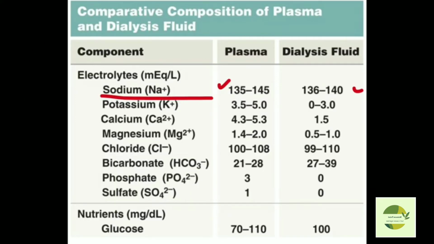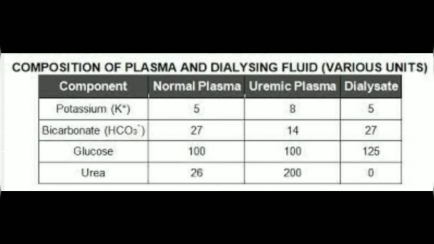Blood plasma and dialyzing fluid are isotonic in terms of sodium. That's why there will be no net diffusion of sodium from blood plasma to dialyzing fluid. As you can see in the chart, the blood plasma has a higher concentration of urea as compared to the dialysis fluid. Hence, urea will diffuse out of the blood plasma, leading to a decreased level of urea in blood, which shows why the composition of the dialyzing fluid should comparatively be the same.